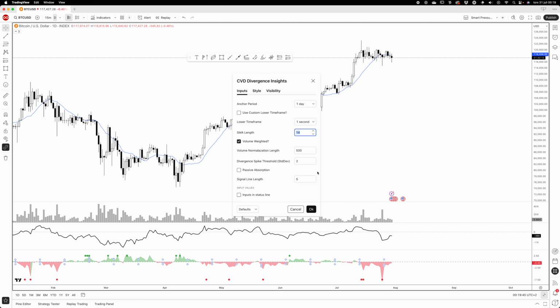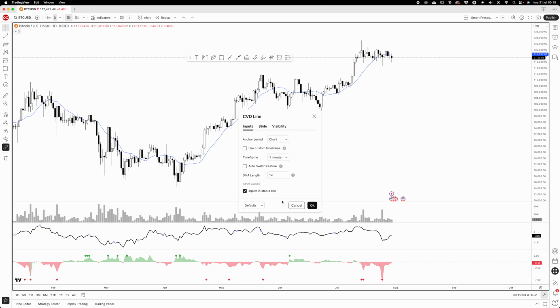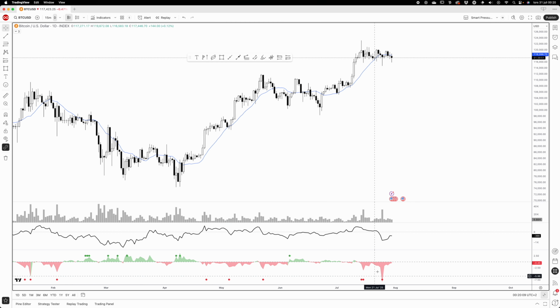And it's also good to synchronize the setting with the CVD line indicator. So you want the CVD line indicator to be set to the same as the Insights Indicator, because you want them to reflect the market in the same way, so that you can read the divergences of the CVD and also the absorption going on with the Insights Indicator.